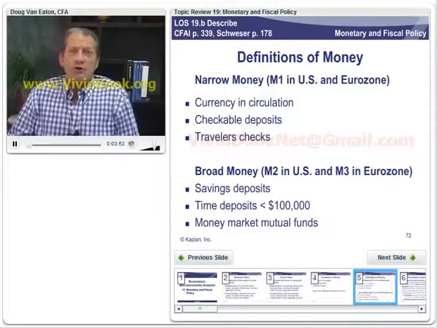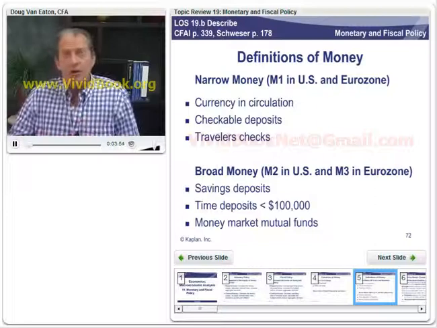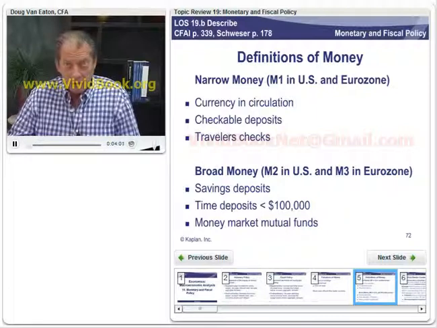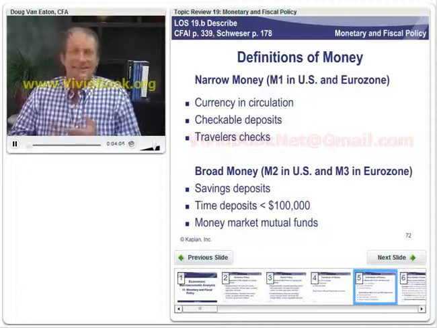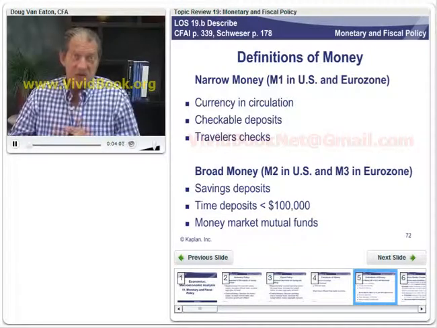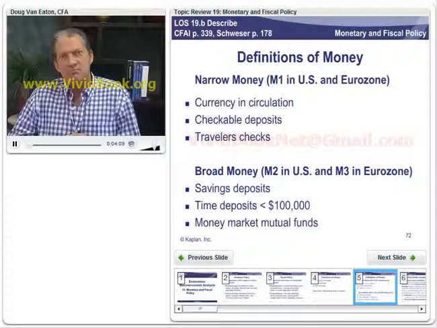A broader definition includes all of these, so broad money includes M1, or narrow money, and also includes savings deposits, time deposits, CDs, and money market mutual funds. So that's our broader measure.